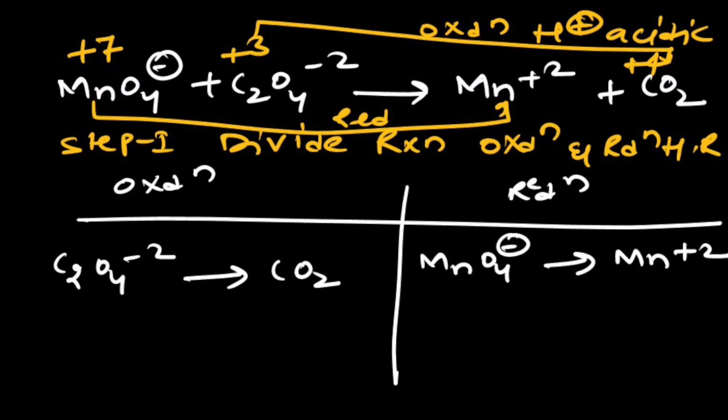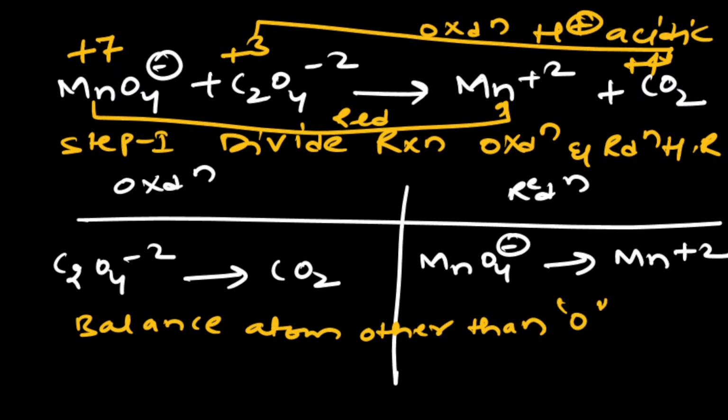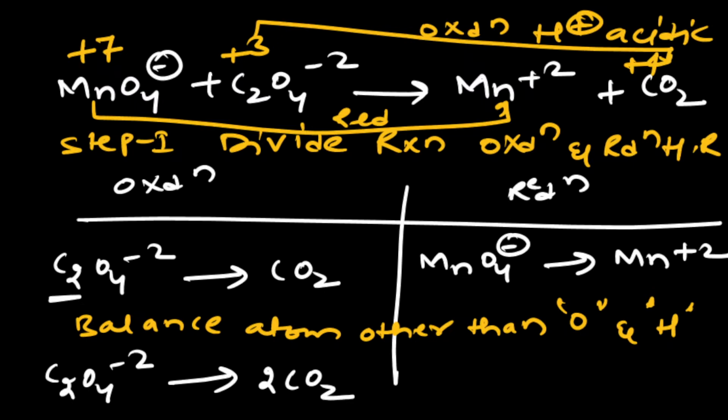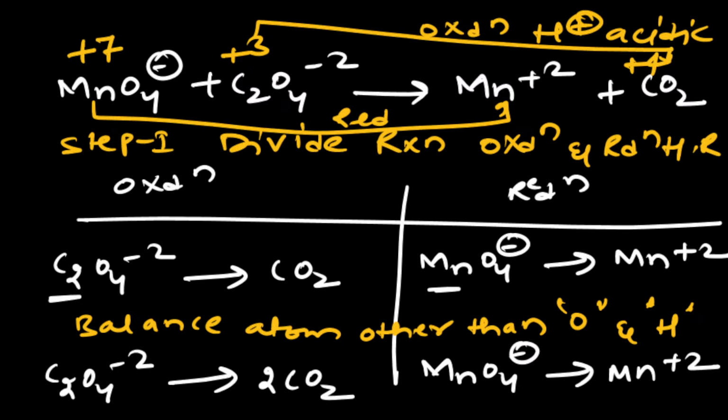Second one, what you have to do, balance atoms other than oxygen and hydrogen. Now you see here how many carbons we have? 2. Product side only 1. So C2O4 minus 2 gives rise to 2CO2. Done. Here how many Mn do we have? 1. Here also 1. So MnO4 minus gives rise to Mn plus 2. Done. This is step 2.